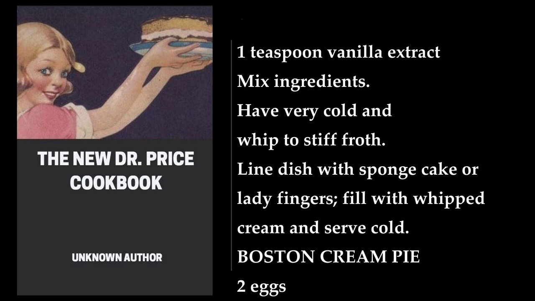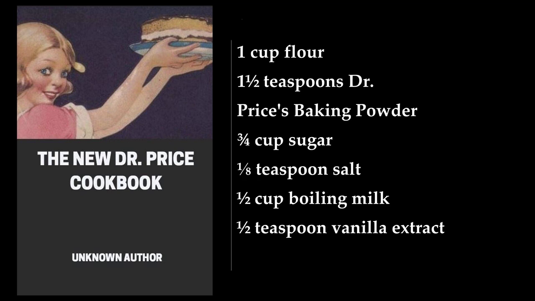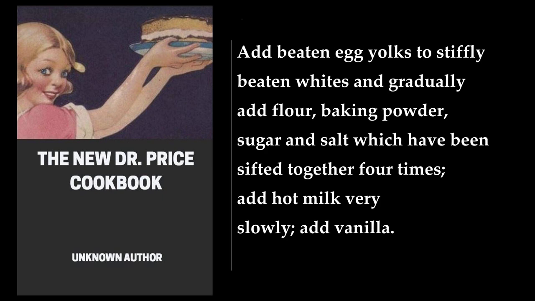Boston cream pie. 2 eggs. 1 cup flour. 1½ teaspoons Price's baking powder. 3/4 cup sugar. 1/8 teaspoon salt. 1/2 cup boiling milk. 1/2 teaspoon vanilla extract. Add beaten egg yolks to stiffly beaten whites and gradually add flour, baking powder, sugar and salt which have been sifted together 4 times. Add hot milk very slowly, add vanilla.